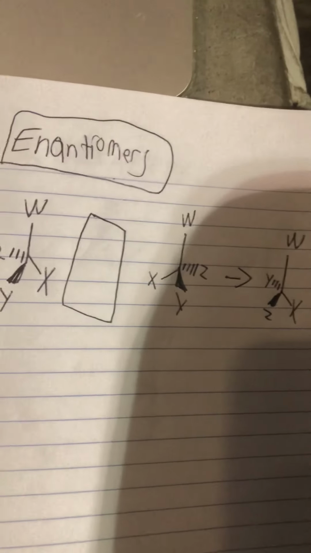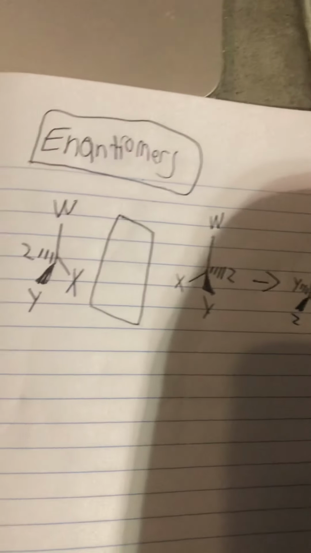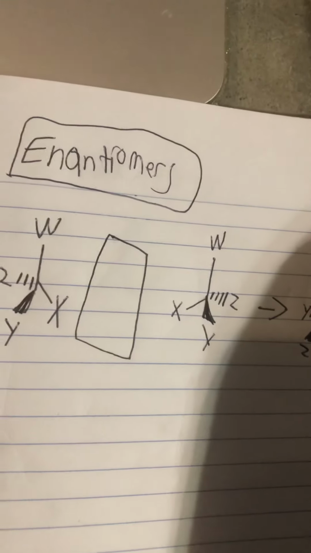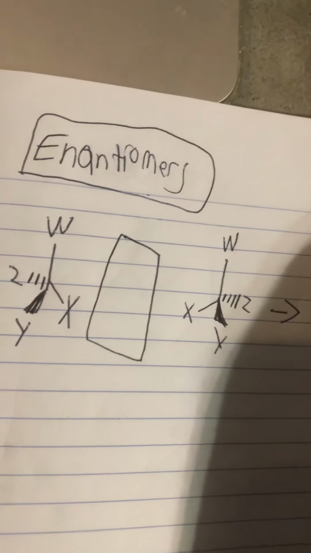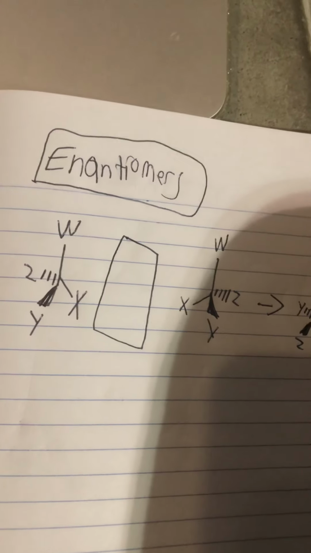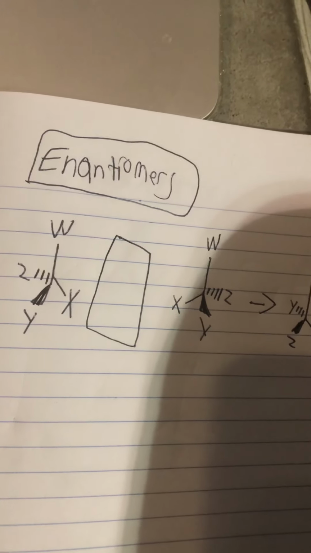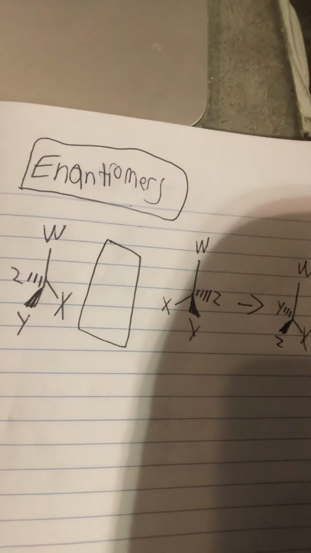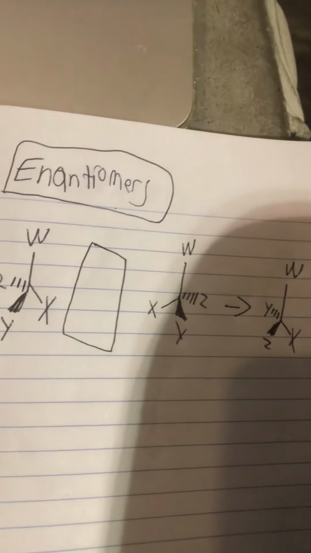But the problem is if we try to take this and put it on top of that, then not all the atoms are going to overlap properly. So the W, the central atom, and the X, these would overlap just fine. We find that the Y would be on top of the Z, and the Z would be on top of the Y. Therefore, these molecules and its mirror images, which are two distinctly different molecules, are enantiomers of one another because they are non-superimposable mirror images of one another. So you can see, they're non-superimposable mirror images of one another, okay?